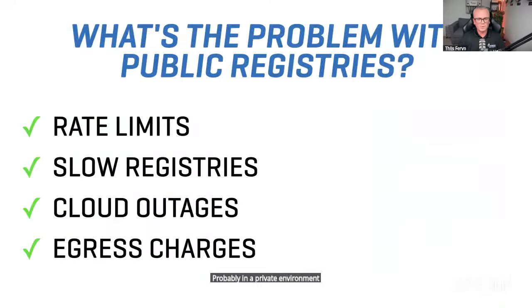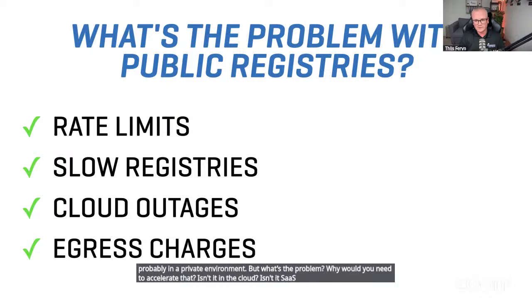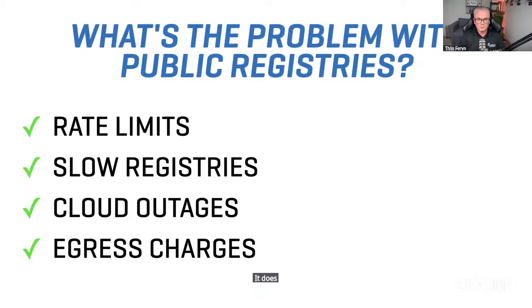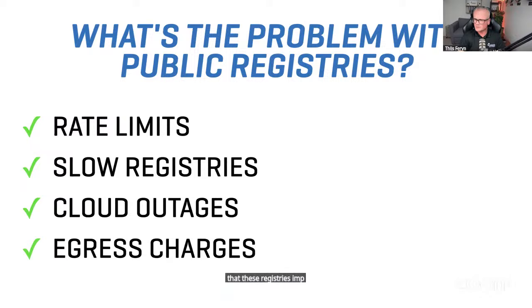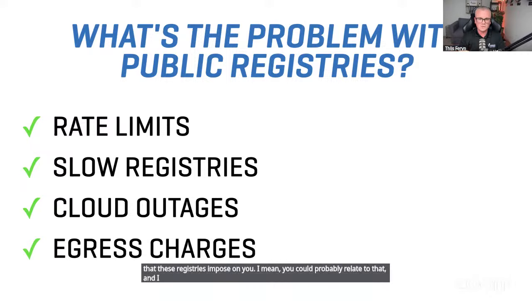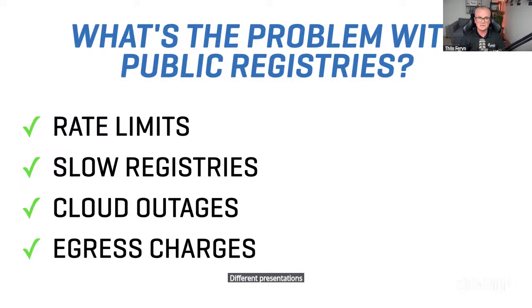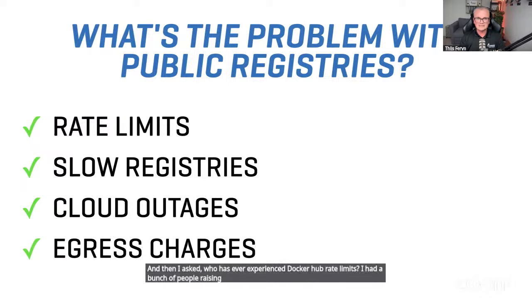But what's the problem? Why would you need to accelerate that? Isn't it in the cloud? Isn't it SaaS? Doesn't it work out of the box? It does, most of the time, in most situations. And the thing you'll run into quite quickly, especially at scale, is the rate limits that these registries impose on you. I mean, you could probably relate to that. And I asked the question when I did different presentations, even on stage, by interacting with the audience. I asked, who has ever experienced Docker Hub rate limits? I had a bunch of people raising their hands. And maybe you can relate to that as well.